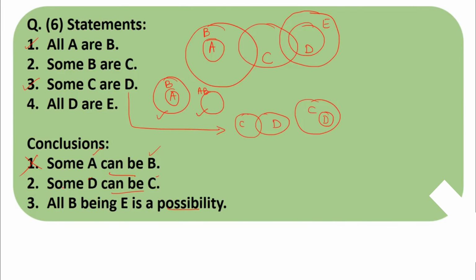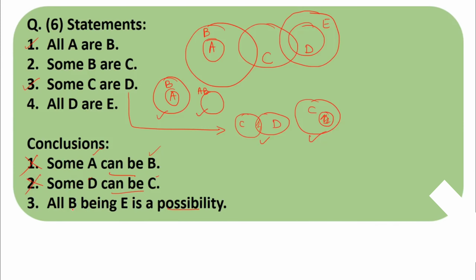Next, the conclusion is some D can be C. Over here the conclusion holds true or is possible because some part of D can be C or is C. Over here entire D is C. Okay, that means that some part of D is C. Here also it holds true. Conclusion is possible in both cases. That means this conclusion is useless, not valid.